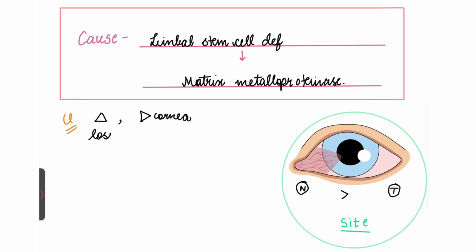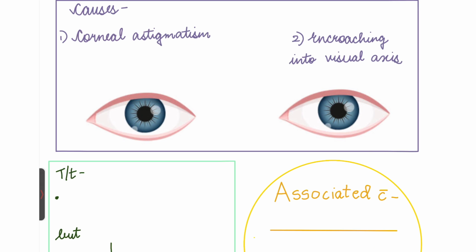Then there can be loss of vision. One more feature is Stocker's line. Now, what is this Stocker's line? Stocker's line is deposition of iron in front of the apex.